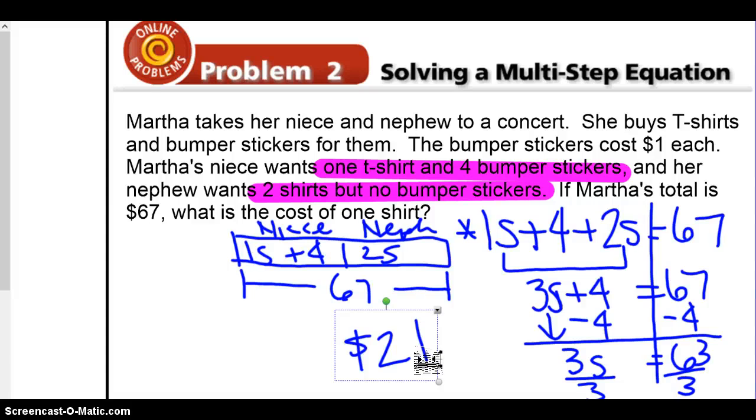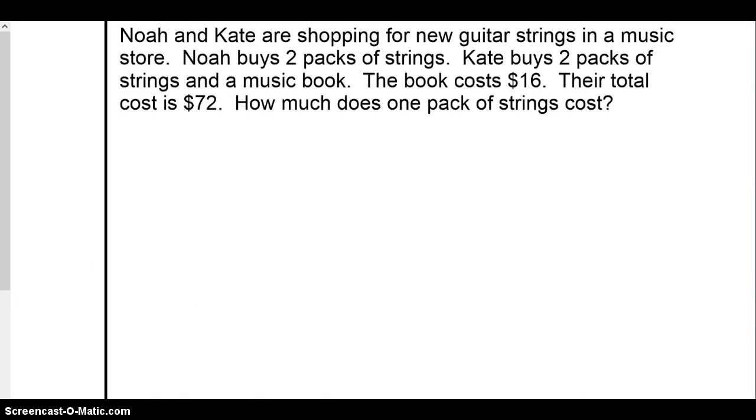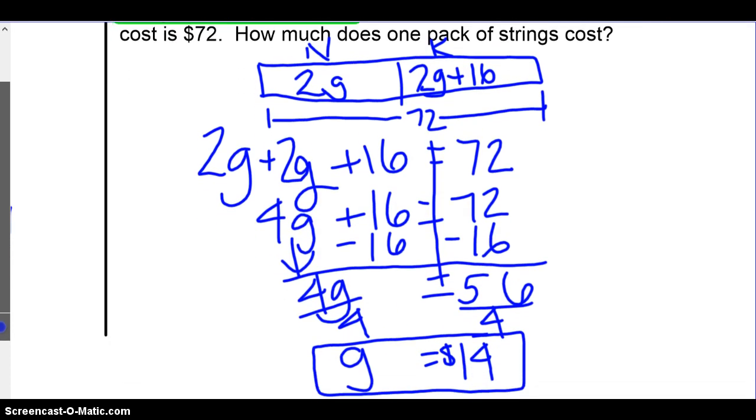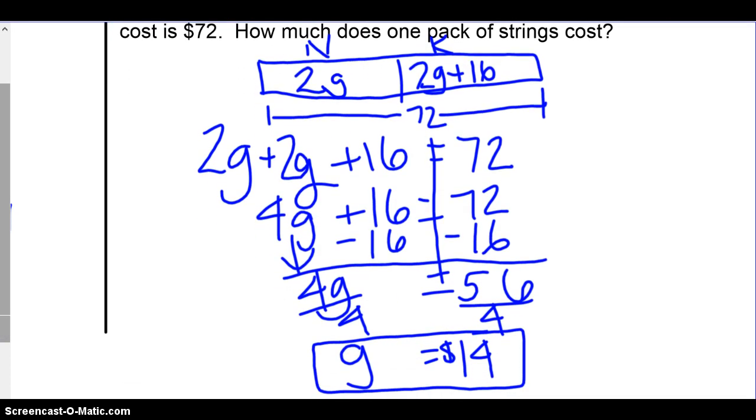All right, next one. You try it on your own, push pause, and come back to me. All right, here's my thought process. Noah buys 2 packs of strings. Kate buys 2 packs of strings, so I made a little diagram. I knew that that equaled up to 72. So here's what I wrote. If you wrote something different, figure out, is yours similar, and did you get the same answer of $14 for the guitar strings? If you didn't, stop, look through my work. Why is my work different than yours? And I'm going to keep going, but that's the beauty of a video.